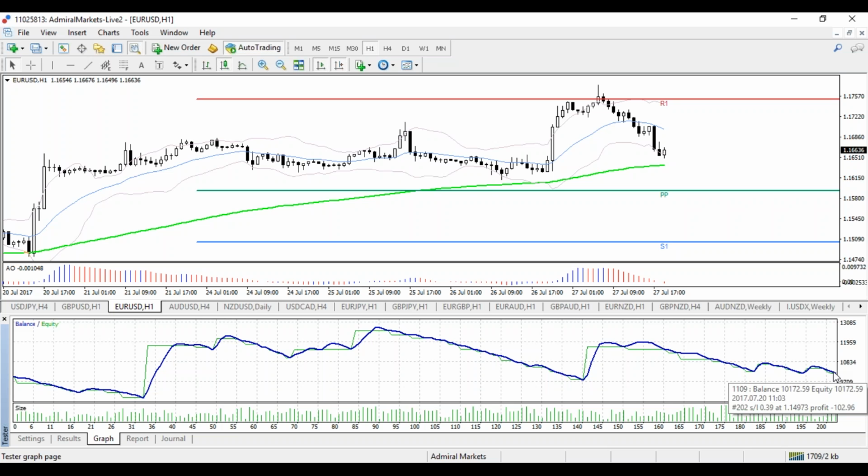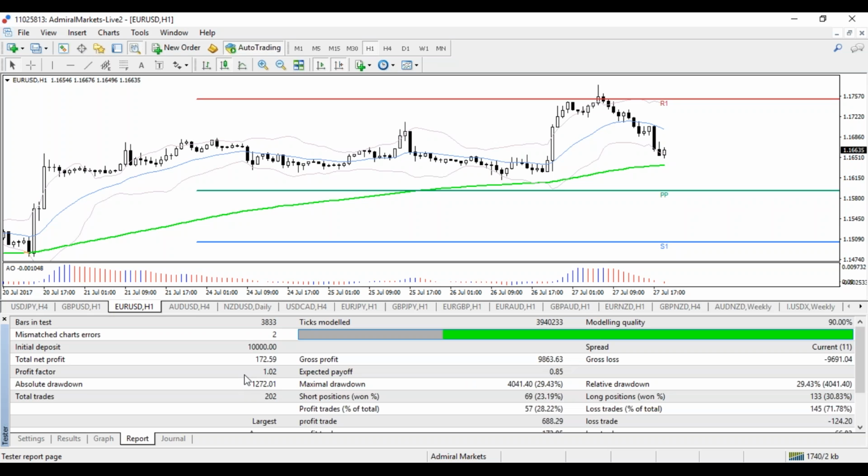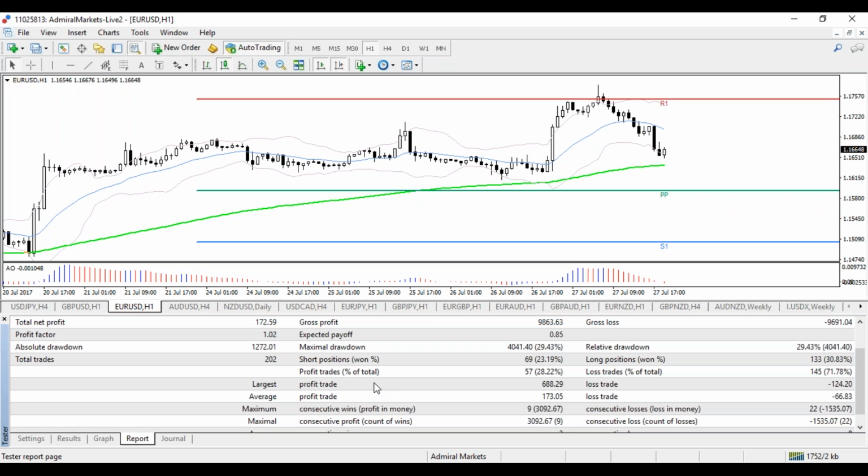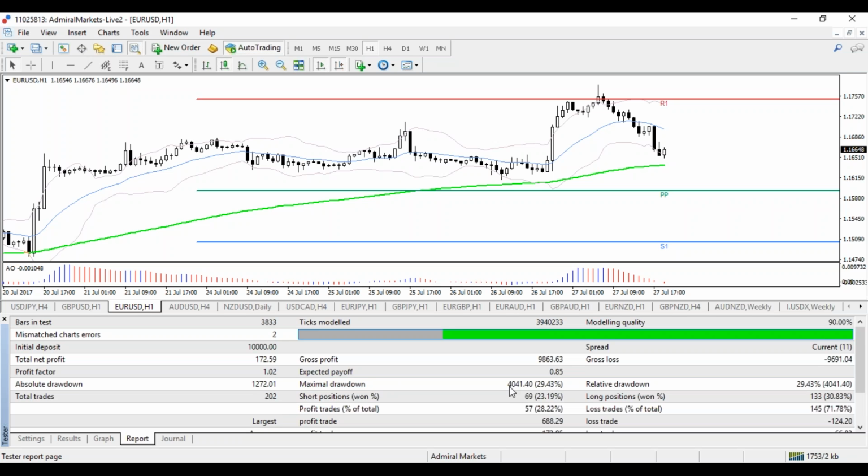So let's take a look. Total net profit, 172 euros, which is not much obviously compared to a 10,000 deposit. So 1% is 100 euros, so it's like 1.7%, which is not much for 3 months, obviously, but it is slightly positive. Profit factor, you can see all the stats here. You can see the drawdown, although this was in positive territory though.